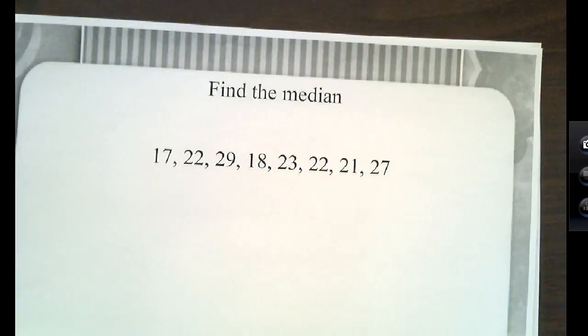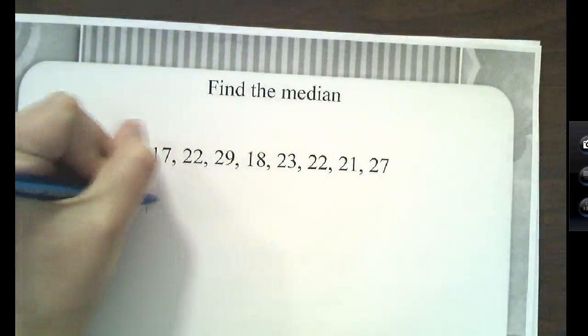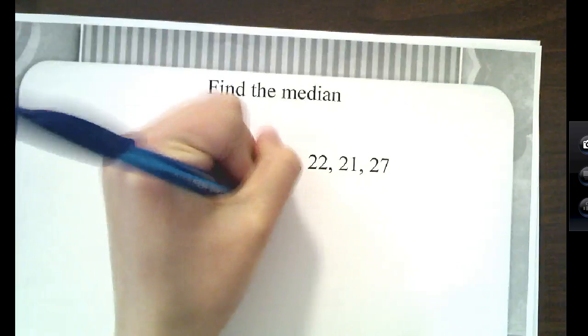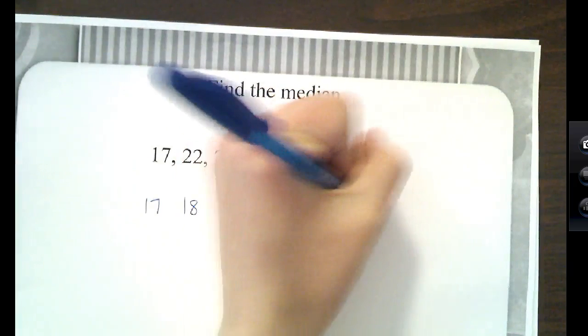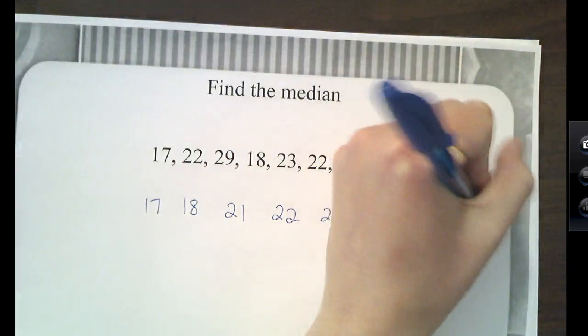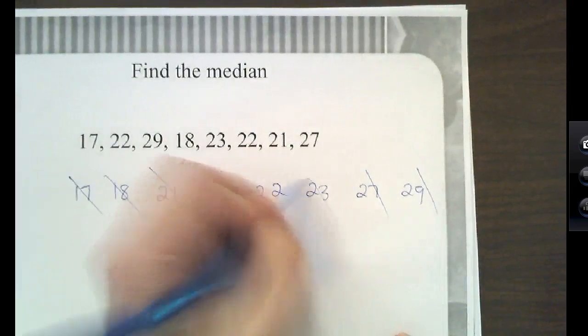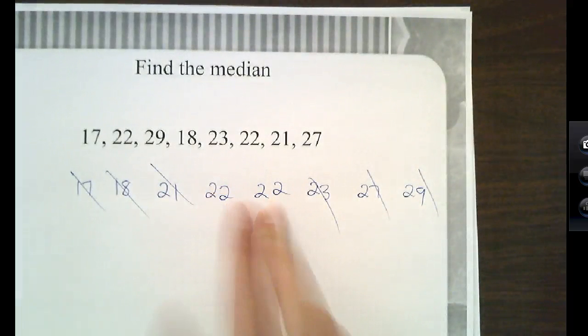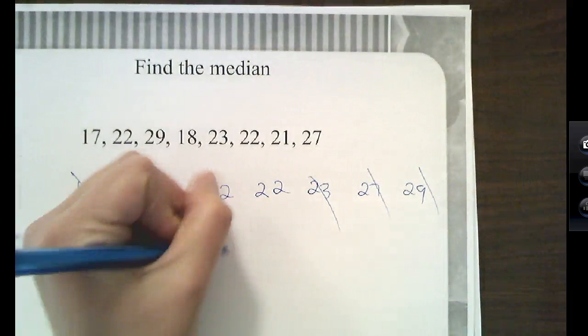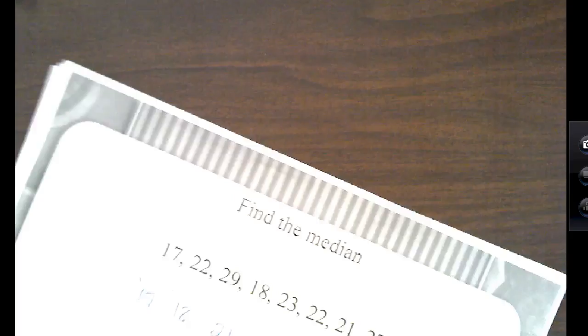Remember, when you're finding the median, it's very important to order the numbers from least to greatest. You've got to order your numbers from least to greatest before you can find the median. So if I put my numbers in order from least to greatest, and then you're going to cross off the smallest, the biggest, the smallest, the biggest, the smallest, the biggest. Now we end up with two numbers in the middle, but they both happen to be the same number. So your median is 22. Yep, it's just that number.